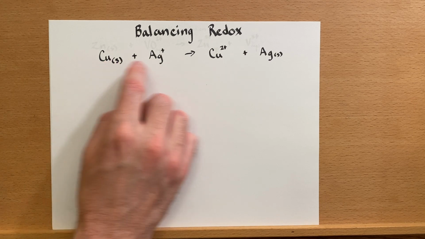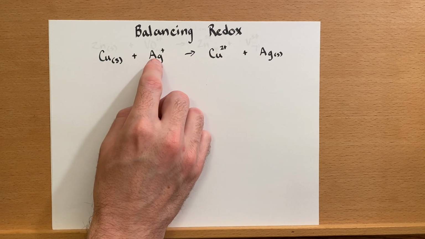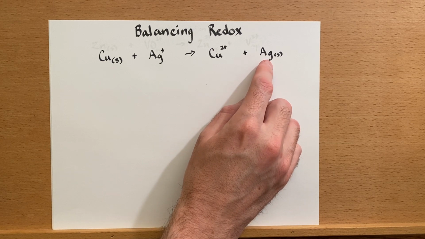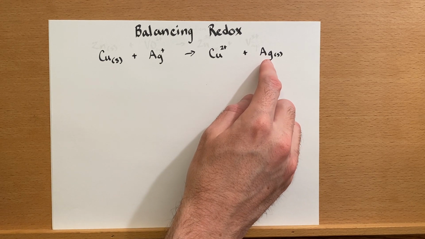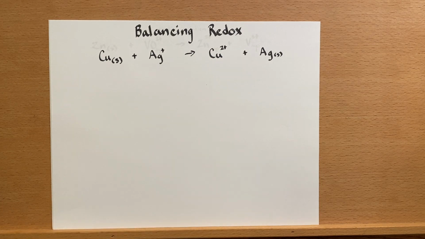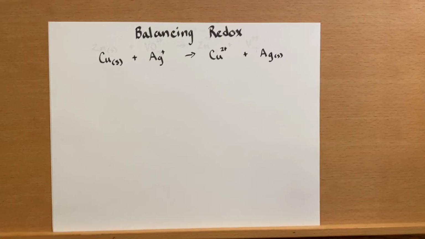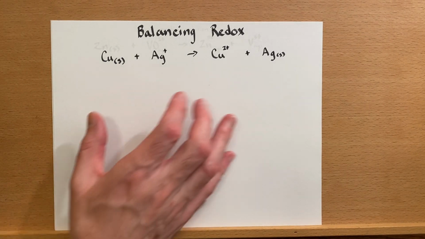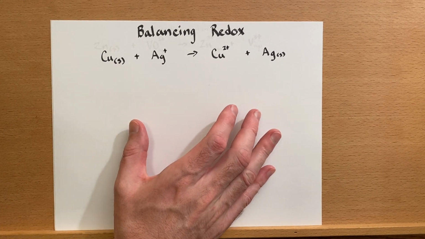the silver will actually oxidize the copper, and the silver will be reduced to silver metal, which will come out of the solution, and then the solution will start to get blue as the copper oxidizes inside. And this is a fairly simple reaction to balance.